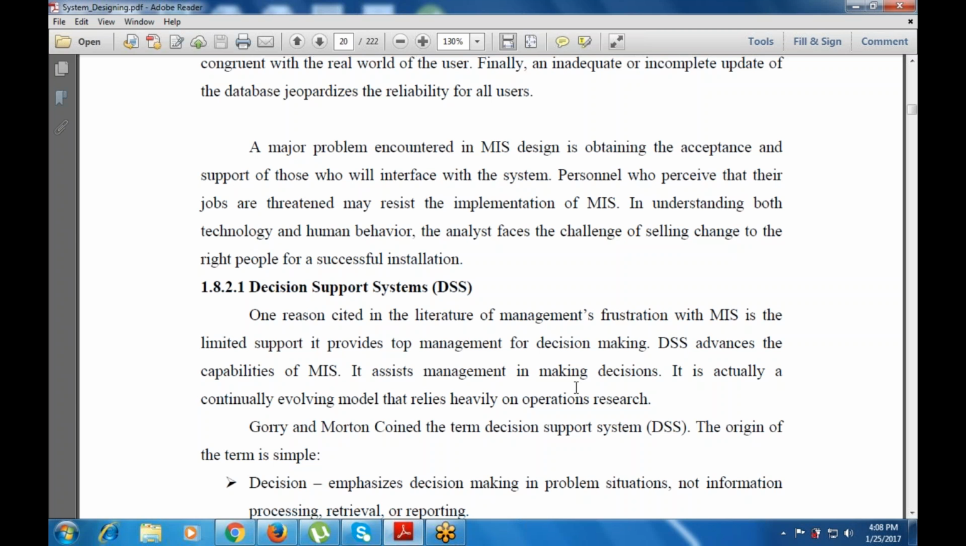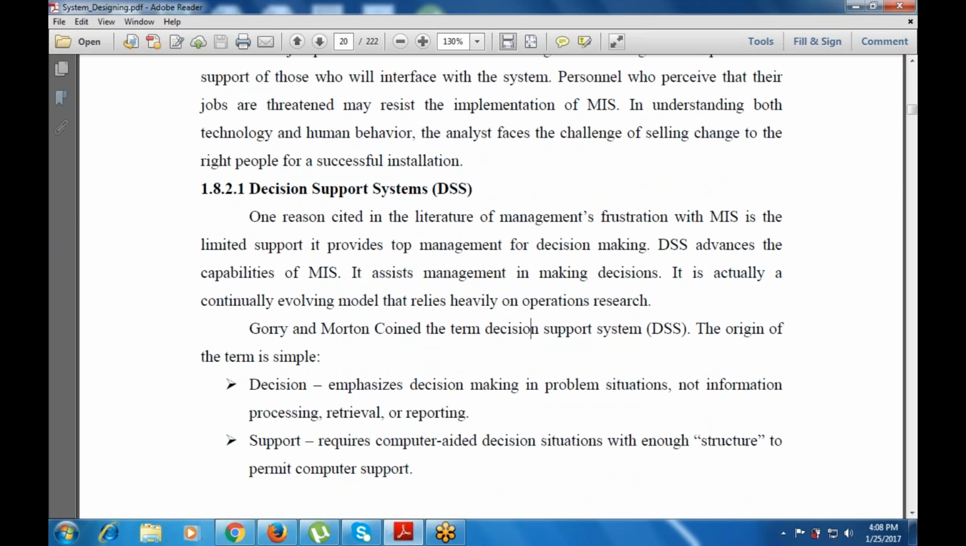Now, when we talk about Gorry and Morton, who coined this term DSS, the reason is simple. What is a decision? This emphasizes decision making in problem situations, not information processing, retrieval or reporting. So we are emphasizing decision making in whatever problem situations occur, not the information processing, retrieval or the reporting. It is only to make the decision, that is the decision making in problem situations. And next one is support.